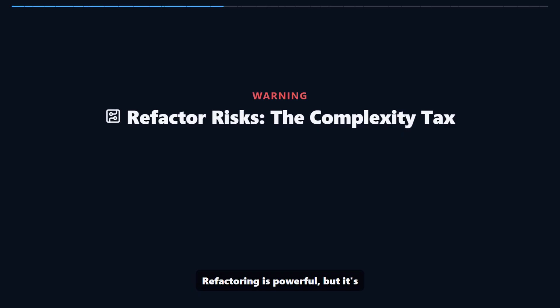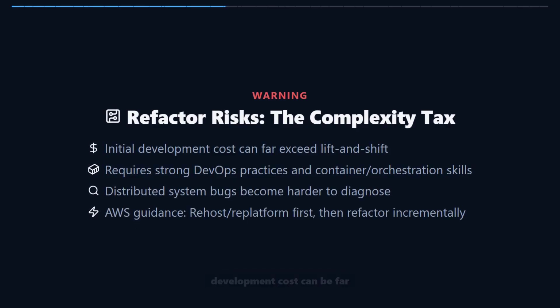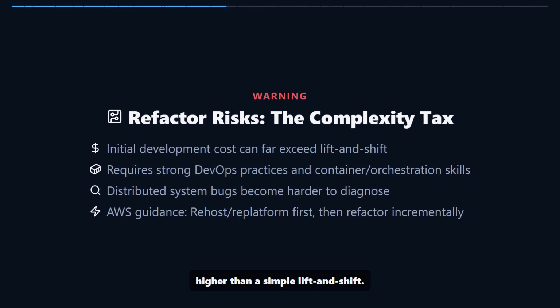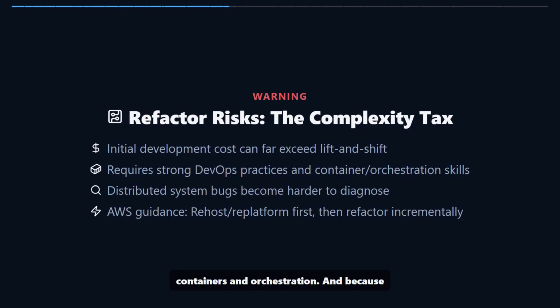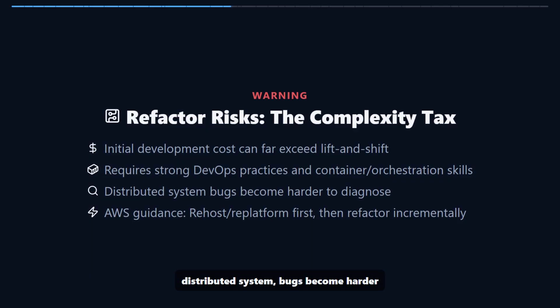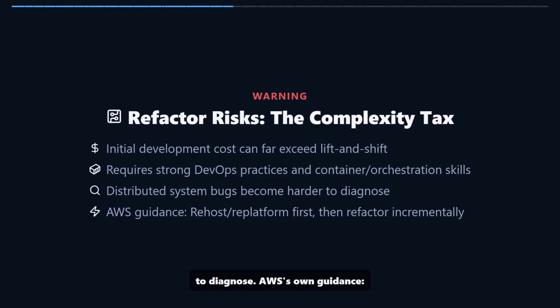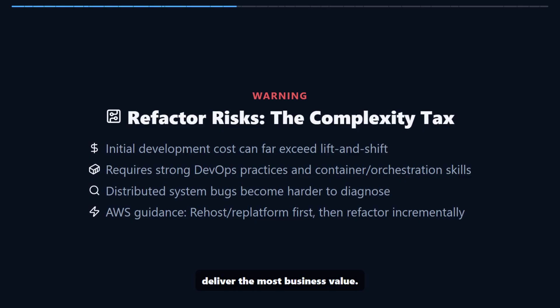Refactoring is powerful, but it's also a complexity tax you have to pay. The initial development cost can be far higher than a simple lift and shift. You'll need strong DevOps practices and a team comfortable with containers and orchestration. And because you're now dealing with a distributed system, bugs become harder to diagnose. AWS's own guidance: don't refactor everything at once. Rehost or replatform first, then gradually refactor the parts that deliver the most business value.